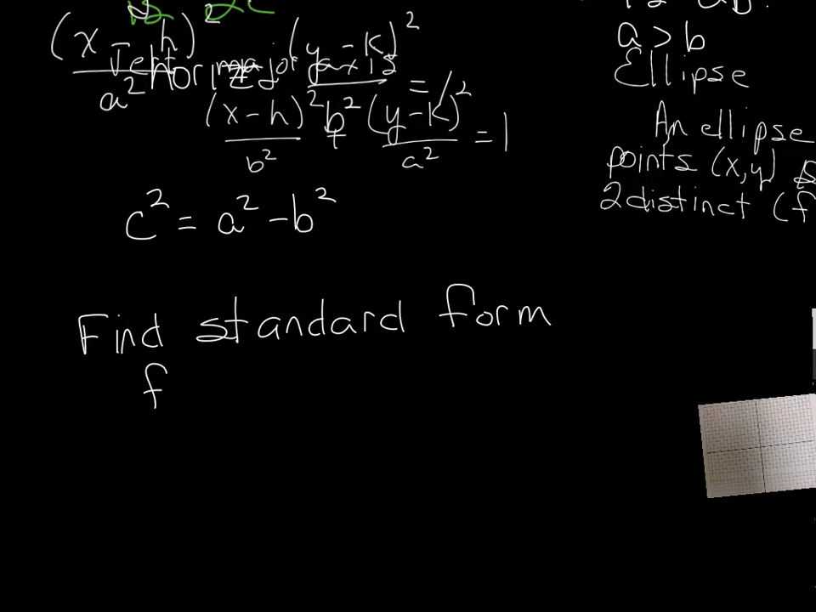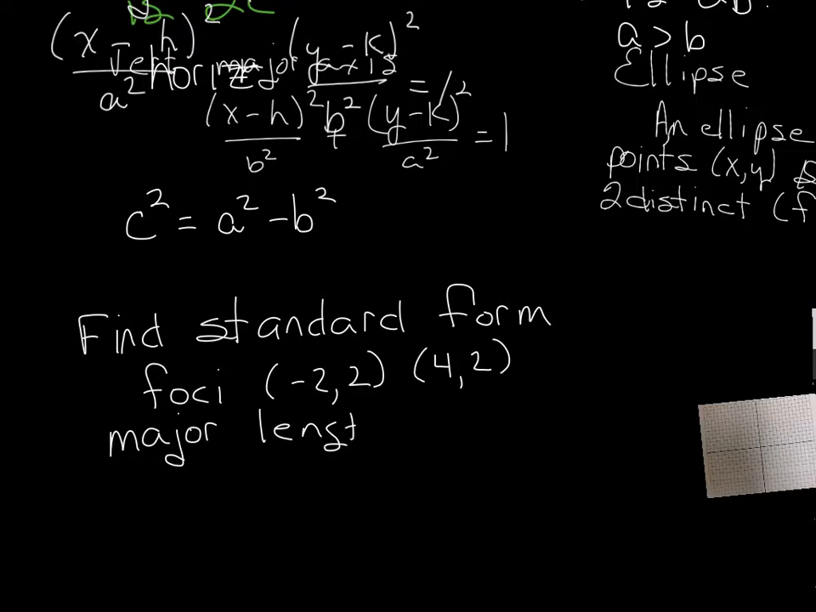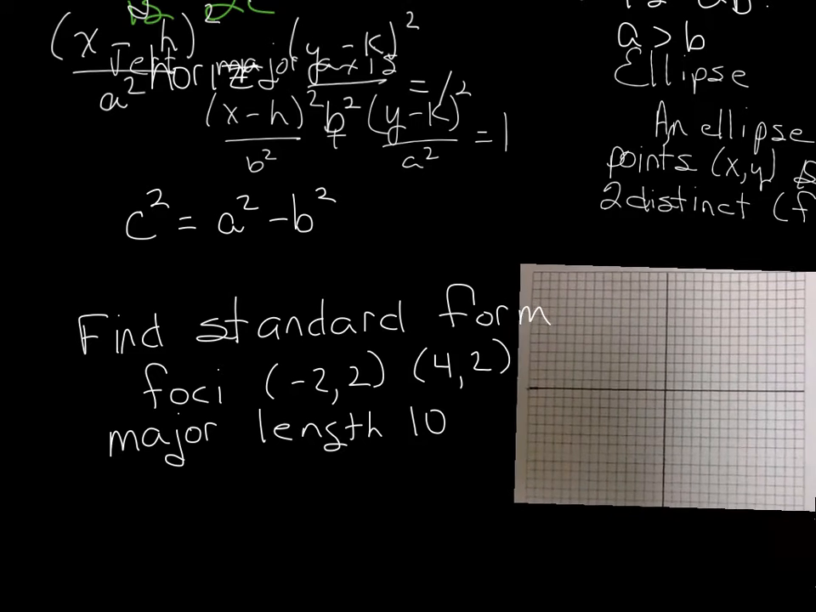Let's find the standard form of an ellipse having foci of (negative 2, 2) and (4, 2) and major axis length of 10. That's the information we're given. We want to come up with an equation. Just like we did with the parabolas, it's always helpful to graph the information that you have.